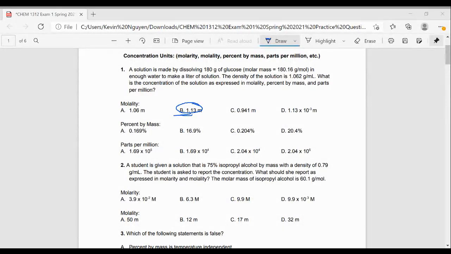Did anyone have any questions over number 1? Any parts for number 1?